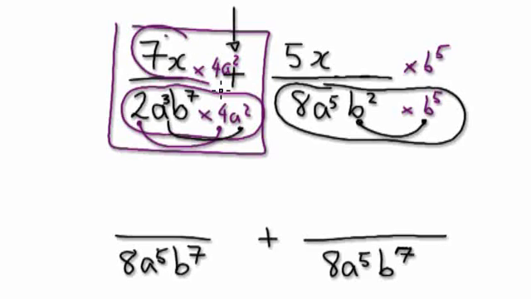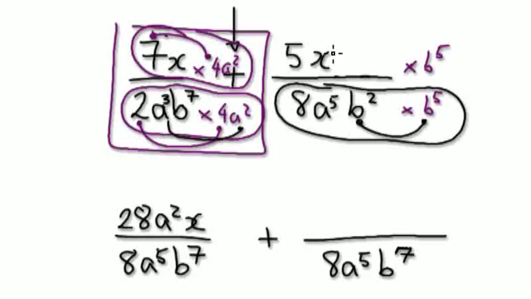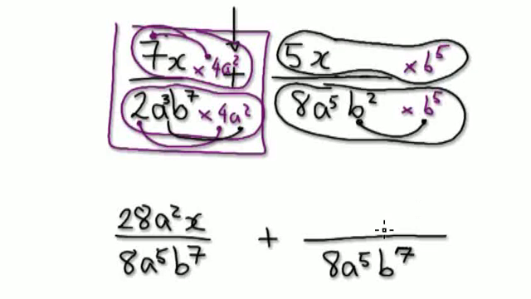Now it's just a matter of getting 7x times 4a squared. Well, 7 times 4 first. Do the numbers first, so it would be 28. And then keep it alphabetical, so it's a squared x. And now 5x times b to the power 5. So 5 b to the power 5 x.